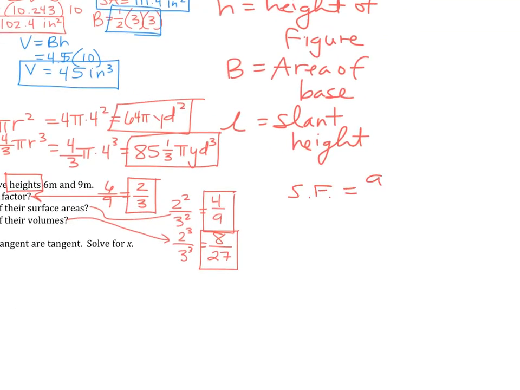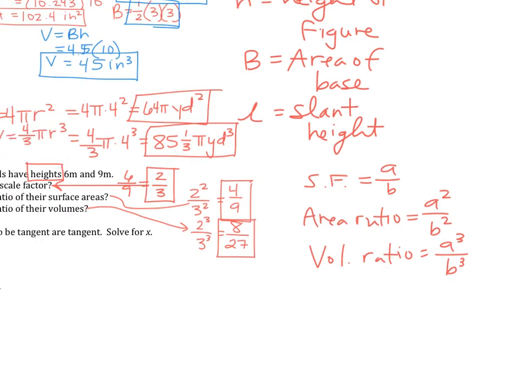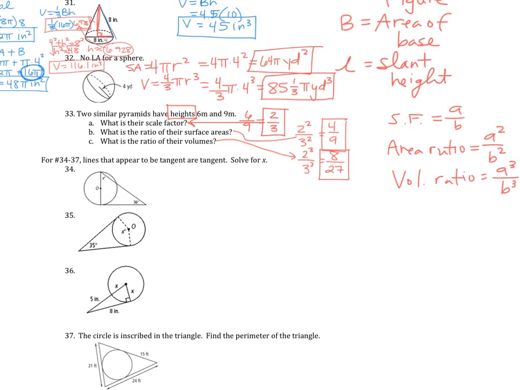Scale factor is A to B. Area ratio is A squared to B squared. And volume ratio is A cubed to B cubed. Okay? Questions on any of that?